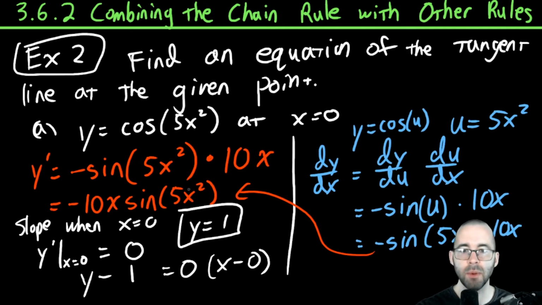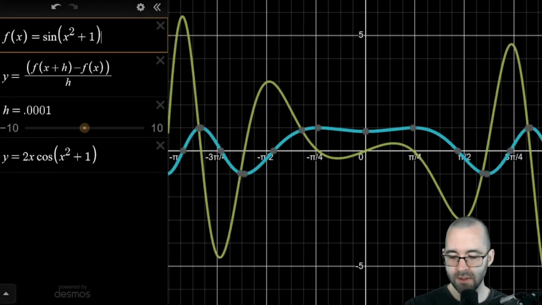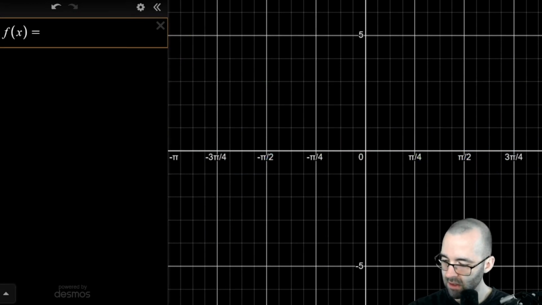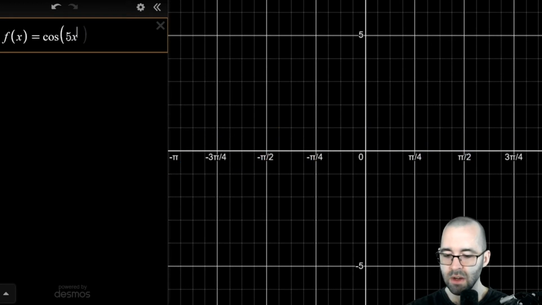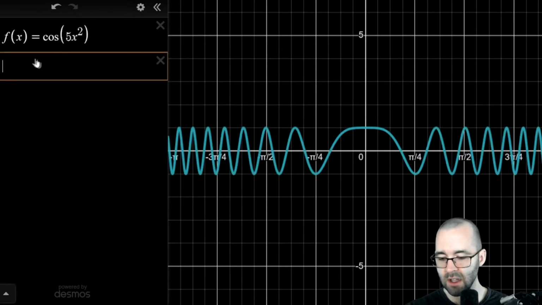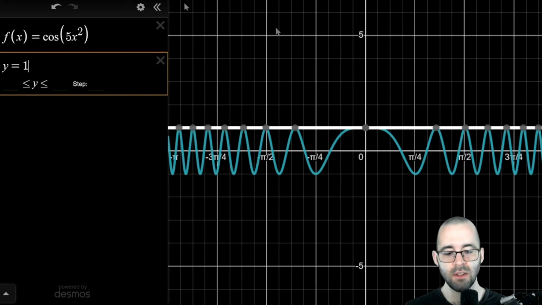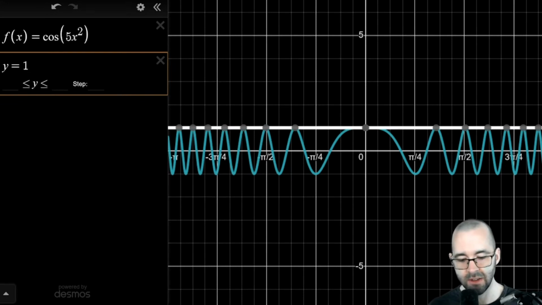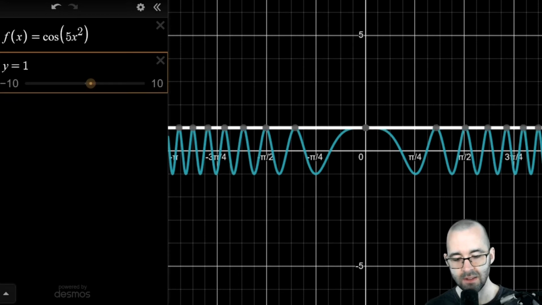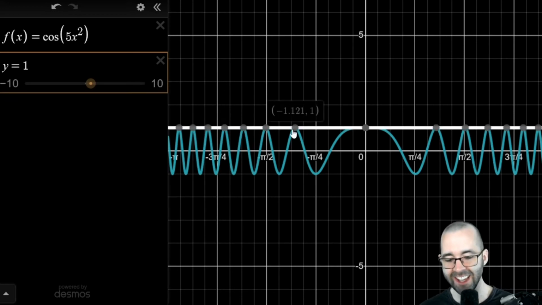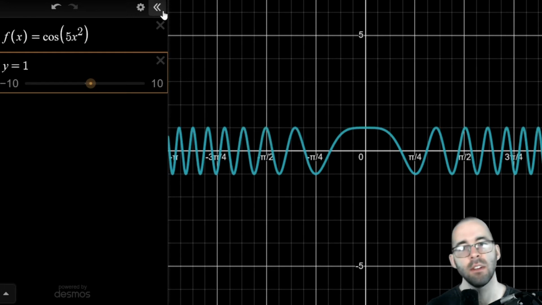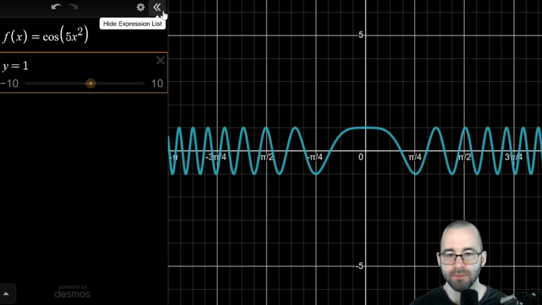Let's verify this with Desmos. All right, so our function is cosine of 5x squared. We're looking for the tangent line when x is equal to 0. Yep, that's the tangent line when x equals 0. In fact, that's the tangent line in a lot of places. All right. There we go. That's this problem.